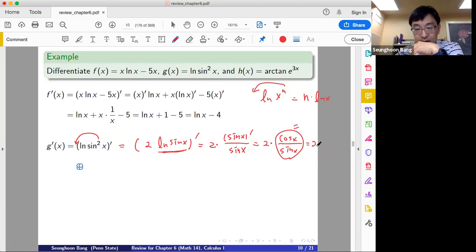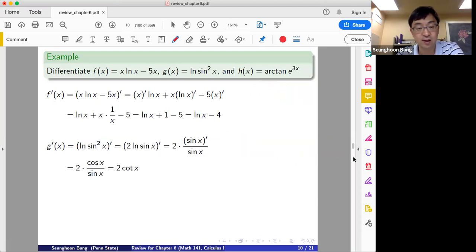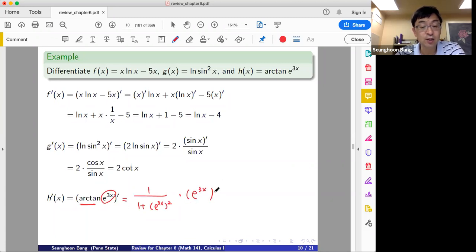The answer is 2 times cotangent of x. So we have it like this. What's h prime of x? The derivative of arctangent of e to the 3x. You can use the chain rule. What's arctangent prime? It's 1 over 1 plus x squared. You can plug e to the 3x into x, times the inner function e to the 3x prime.